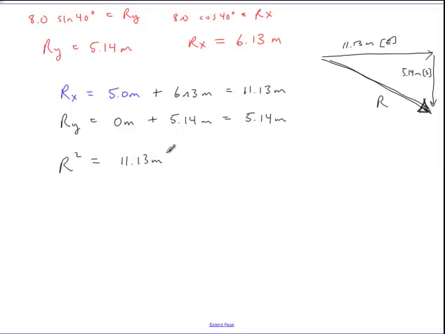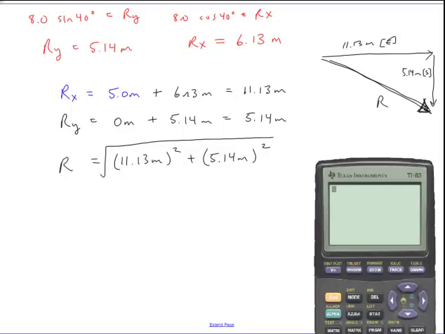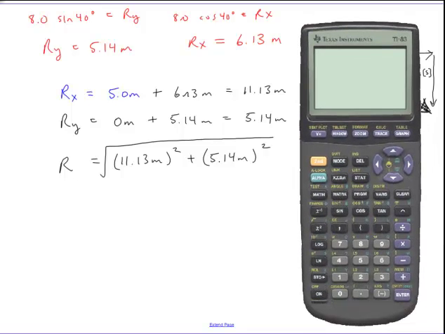11.13 meters squared plus 5.14 meters squared. And so if you take the square root of each side, that means that r equals the square root of these two squared. Again, break out your calculator and figure out what that is.